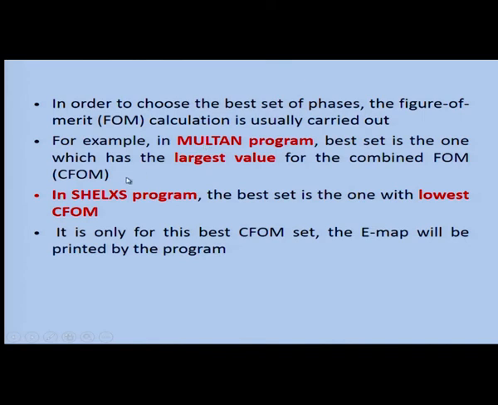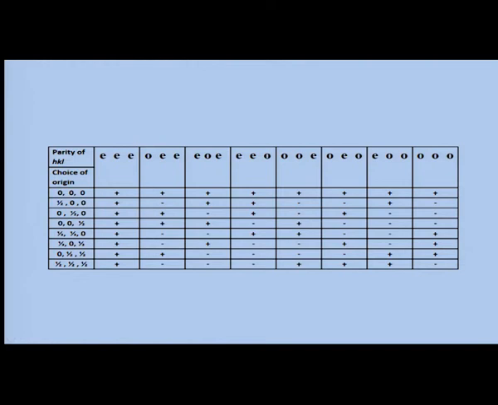Now, because multiple choices are there for origin dependent reflections, the solutions we get are also called multiple solutions, from which the best solution can be picked up by a parameter known as the combined figure of merit. Whether it should have the largest value or smallest value depends on which package you use. If you use the Multan program, whichever set has the largest combined figure of merit is the best set. But in the suite of programs called Shelx, whichever set has the lowest combined figure of merit is the best one. Only for that is the E map calculated.